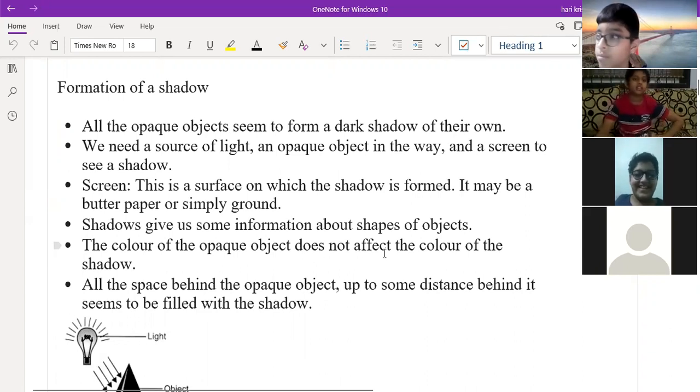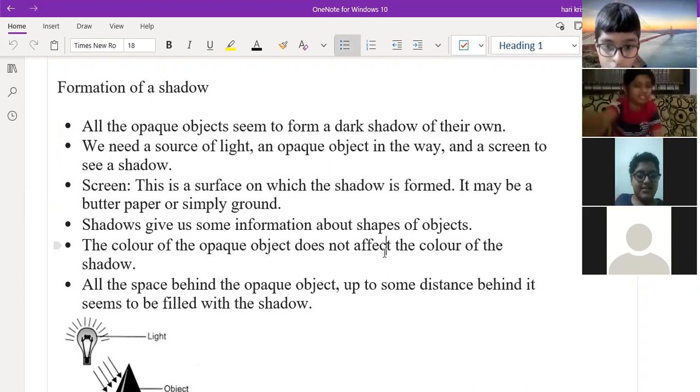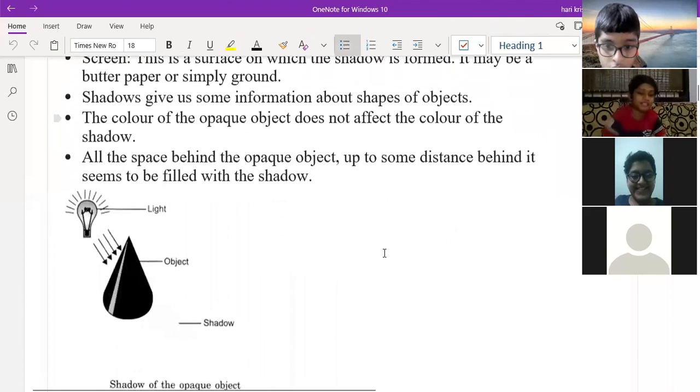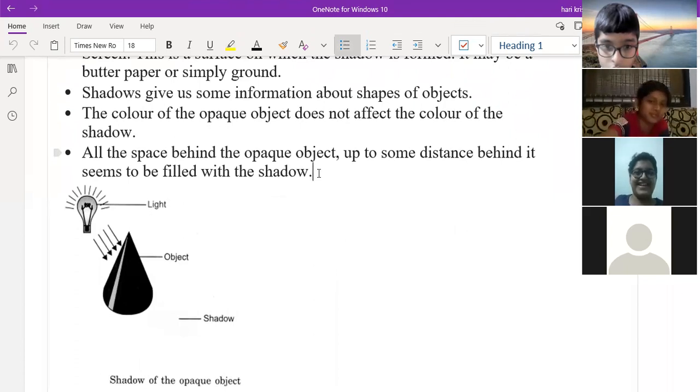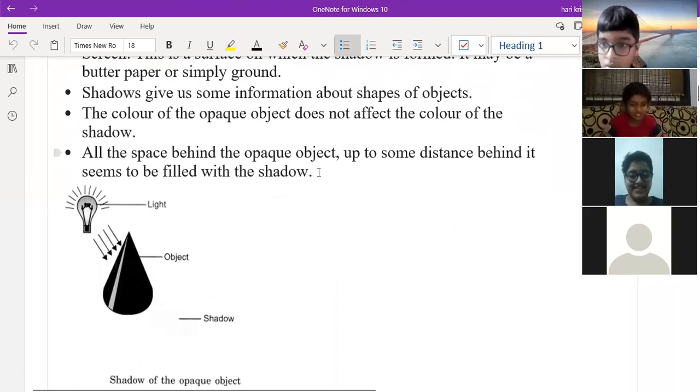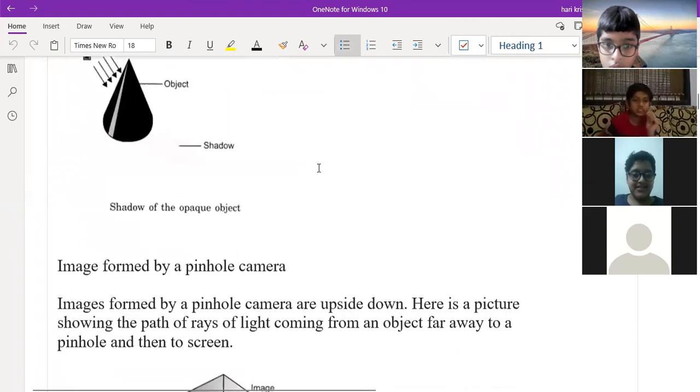Okay, sir. Sir, it will not have some rainbow color shadows, sir. Oh, rainbow is the shadow? No, it's not the shadow. It's the reflection of the sun rays and the water droplets in the air, right? Yes, sir. Okay.